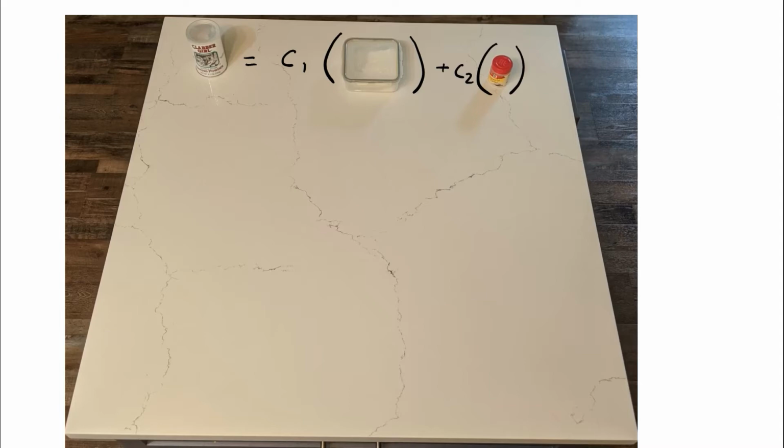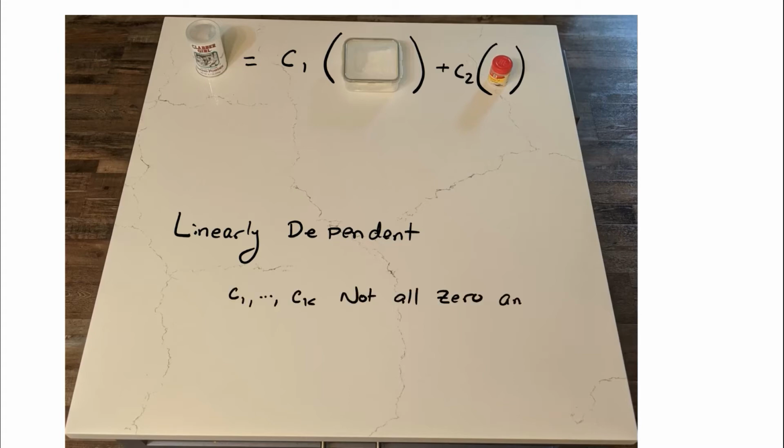This means the set of the three vectors is linearly dependent, or one of the vectors can be written as a linear combination of the others. Formally, a set of vectors v1 to vk is linearly dependent if there are scalars c1 to ck, not all 0, so that c1v1 plus ... plus ckvk equals 0. This equation may not look like it equals 0, but subtract the baking powder to the other side.